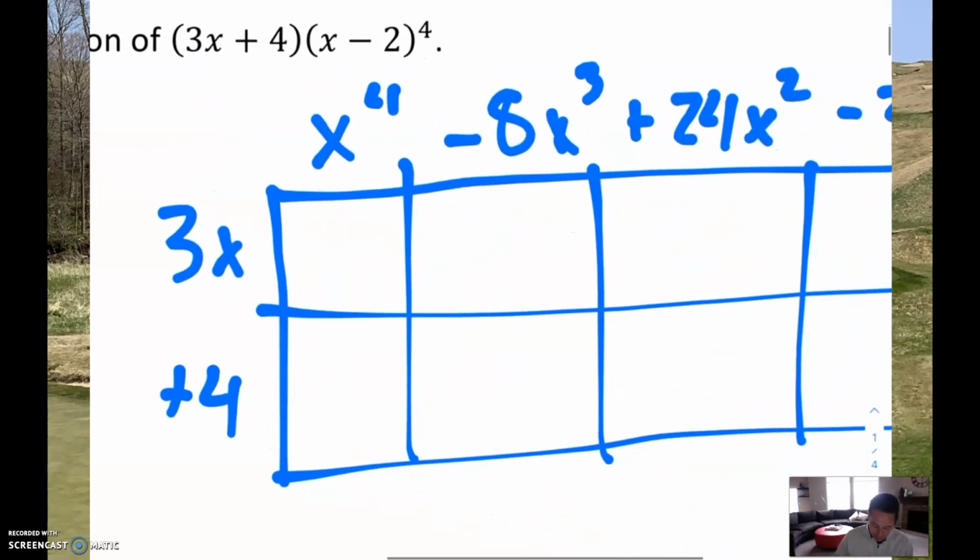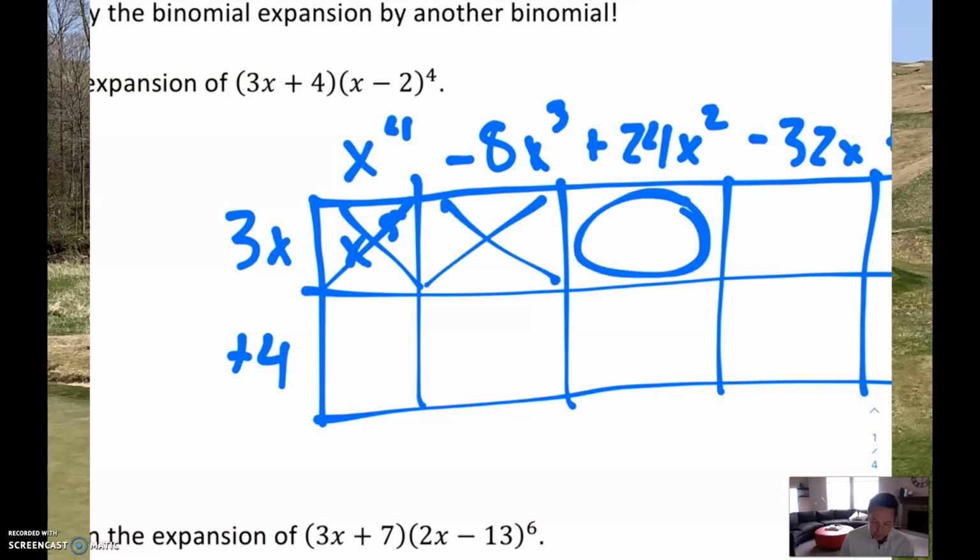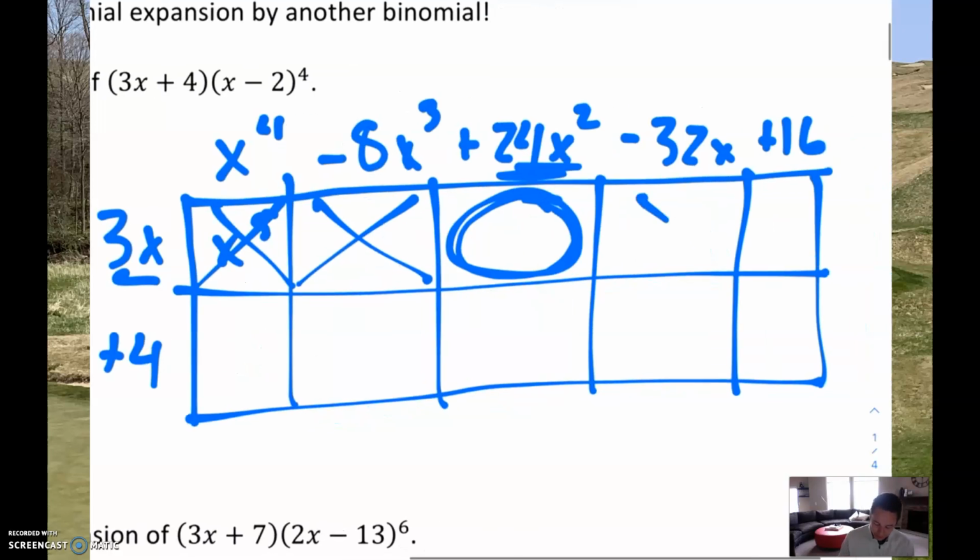If you were to multiply right here, you'd take 3x times x to the fourth, and you'd get an x to the fifth term. That's not the one we're looking for, so I'm going to cross that one out. This one would give you x to the fourth, but this one here would give you an x to the third, because x times x squared gives you x to the third. That's a good one. This would give you x squared. This would give you x.